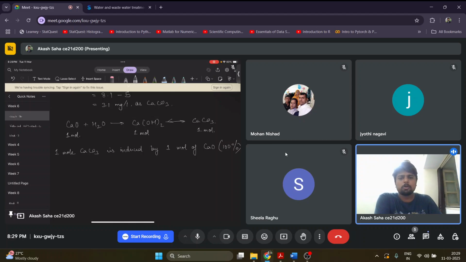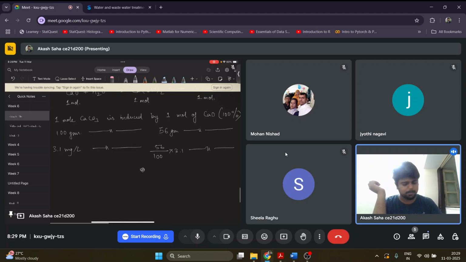So 1 mole of CaCO3 will be induced by 1 mole of CaO. So what is the weight of 1 mole of CaCO3? It is nothing but 100 grams. 100 grams CaCO3 is induced by 1 mole of CaO, and 1 mole of CaO is equal to 56 grams, just the molar weight of CaO at 100%. Now CaCO3, how much do I need? I need 3.1 milligram per liter. So for 3.1 milligram per liter, CaO required will be 56 by 100 into 3.1. So that is required for 100% purity.